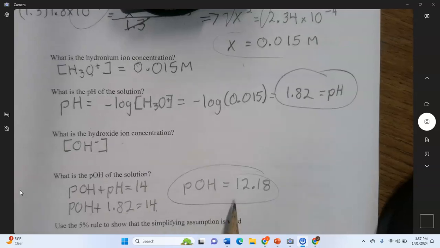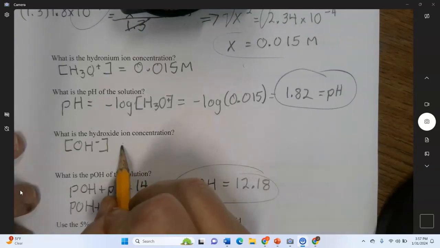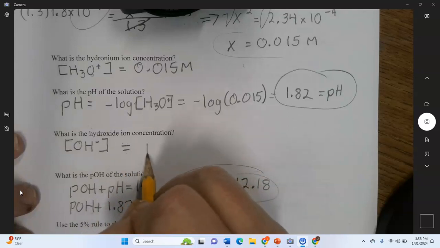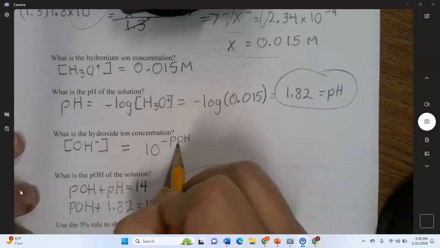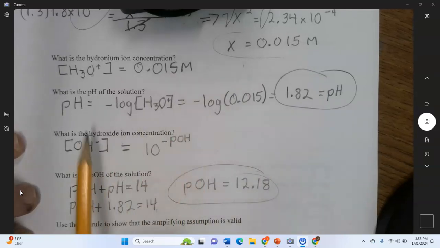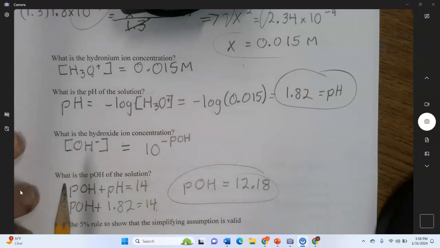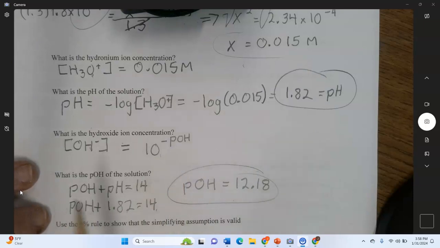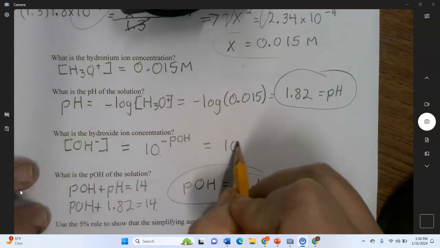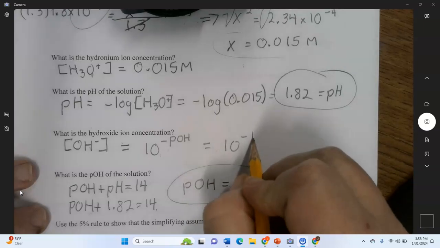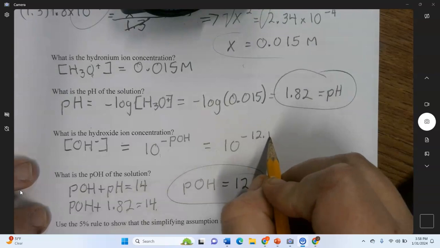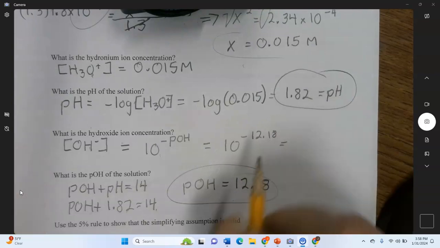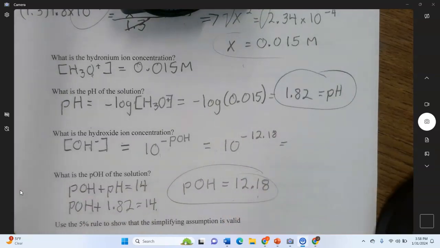So if we know the pOH, the hydroxide ion concentration equals 10 to the minus pOH. I think that's easier than using the formula that hydronium times hydroxide equals 10 to the minus 14. That's messy. A lot of scientific notation. I like this a little better. Okay, so it's going to be 10 to the minus 12.18. And you don't have to do these questions in exactly the order I give them to you. Okay. And what's that going to equal?